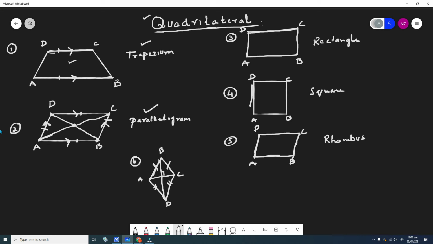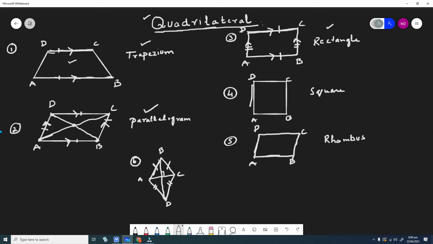Now, this is the familiar figure of a rectangle. In a rectangle, two pairs of sides are parallel. That is, AB is parallel to DC, and AD is parallel to BC. Similarly, AB is equal to DC, and AD is equal to BC.